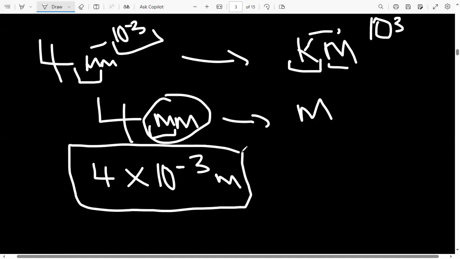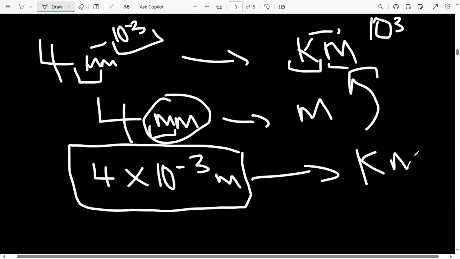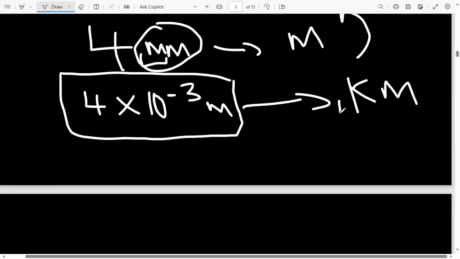Okay, and then the next step now is to convert these meters to the desired unit that I want, which is the kilometer. So how am I going to convert these meters to the kilometer? Remember the rule. If I'm converting from the SI unit to a submultiple or a multiple, what am I supposed to do? I'm supposed to divide by the prefix. The prefix that I'm dividing it with is the prefix for the unit I'm converting to.